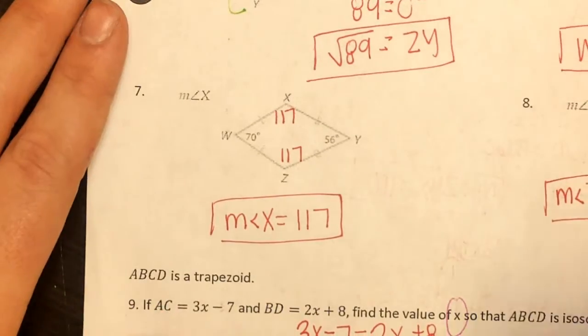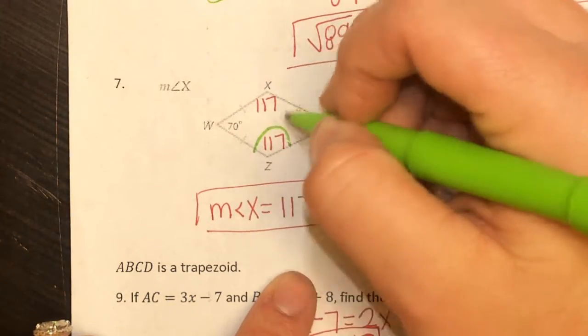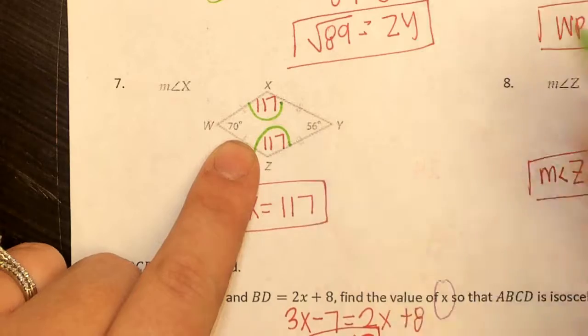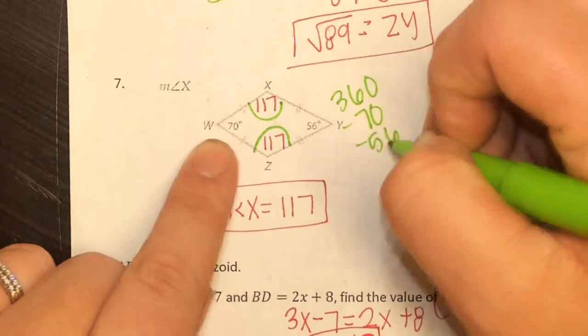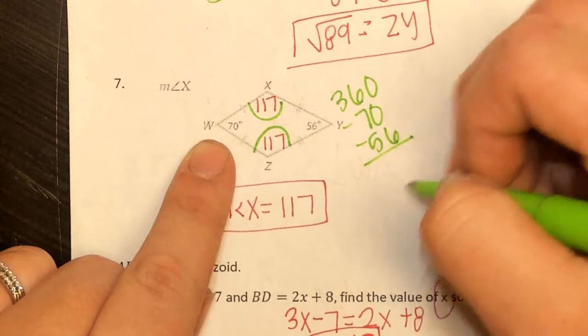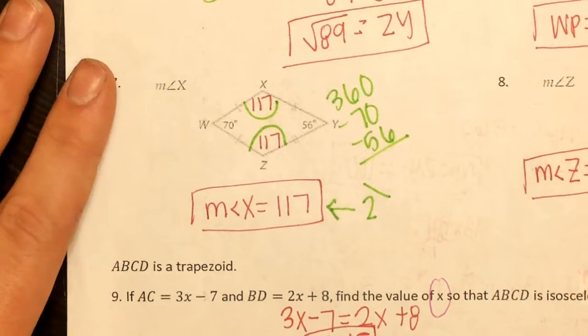All right, here we go. We have kites. Remember, kites only have two angles that are the same. This angle and this angle. So if you know these two, start with 360, subtract what you do know. You will have a number left, whatever that number is, divide it by 2, and you'll get each individual one.